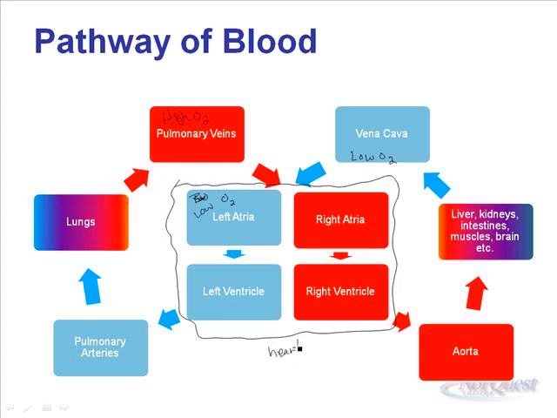The valves aren't shown on there. There'd be an AV valve here and an AV valve here. And then as it flows from the left ventricle to the pulmonary arteries, we'd have a semilunar valve. And as it goes from the right ventricle to the aorta, we'd have another semilunar valve. So that's where the valves would sit in the picture.